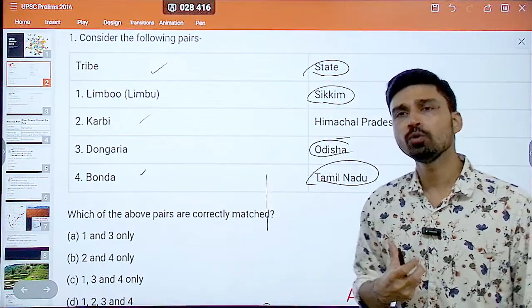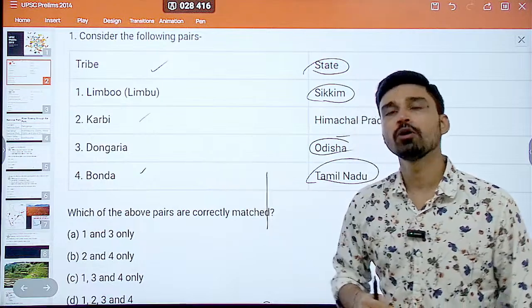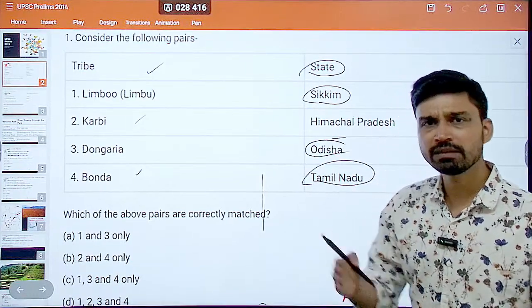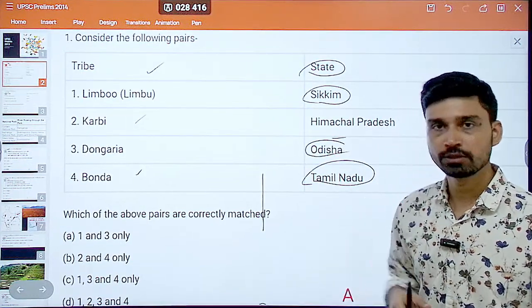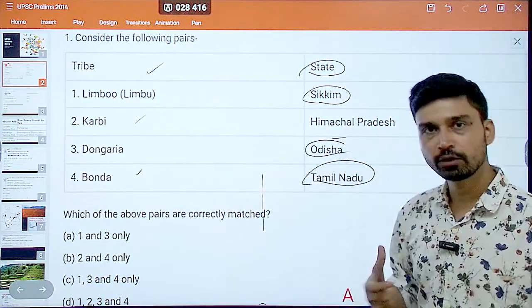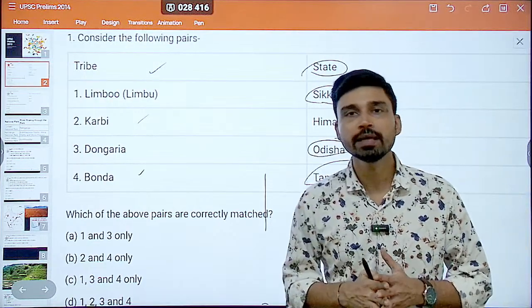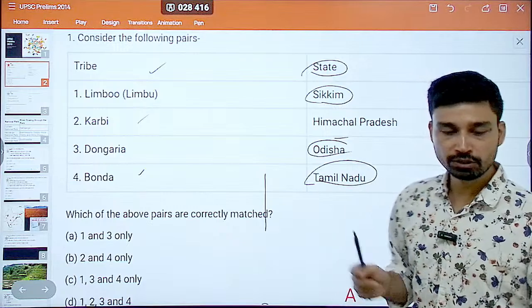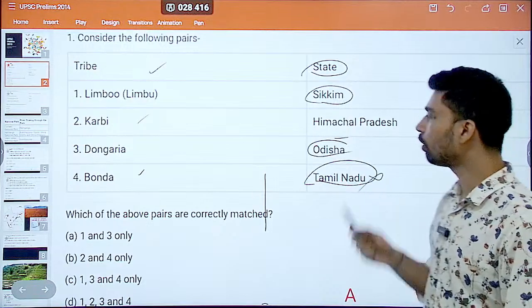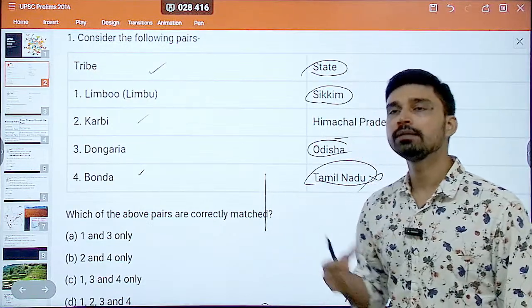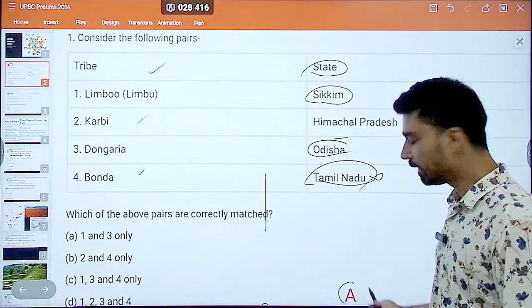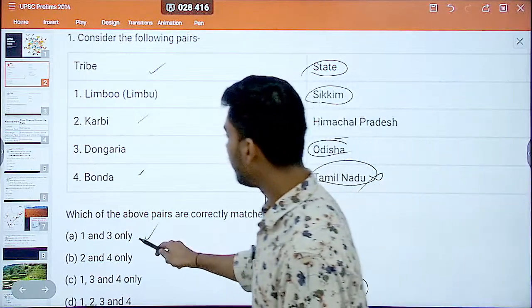Dongriya tribe, again a well-known tribe. Especially they came into the news because they fought against the usurpation of their land for industrial activity, especially when a South Korean steel plant was trying to establish its company there. So Dongriya tribes are found obviously in the state of Odisha. In Odisha, you have the Niyamgiri Hills, and these are the major areas where these tribes are located. Last is Bonda tribe in Tamil Nadu. That is again an incorrect option because Bonda tribes are found in the eastern states such as Odisha and Chhattisgarh. So the correct option here will be A, that is 1 and 3 only.